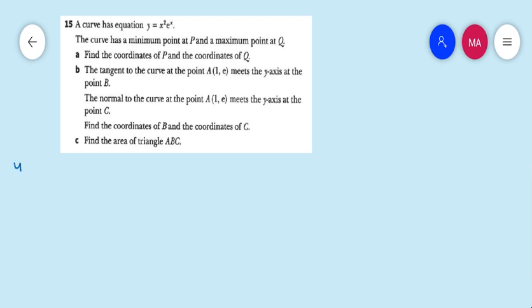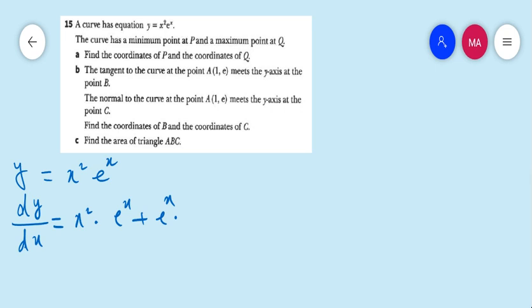A curve has equation y equals x squared e to the power x. The curve has a minimum point at P and a maximum point at Q. Find the coordinates of P and the coordinates of Q. Very easy. So for a minimum point or maximum point, the first step is to find the stationary point. And for the stationary point, we must calculate the derivative. So two functions are multiplied, so we have to use the product rule, which is the u into v formula. u times the derivative of v plus v times the derivative of u. The derivative of x squared is 2x. Taking e to the power x common, x squared plus 2x.